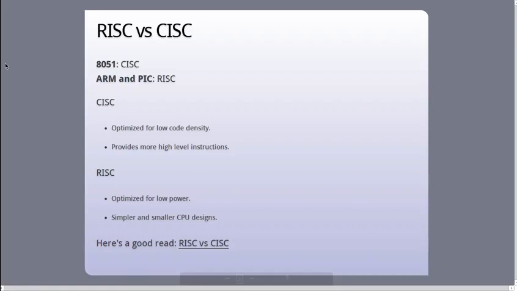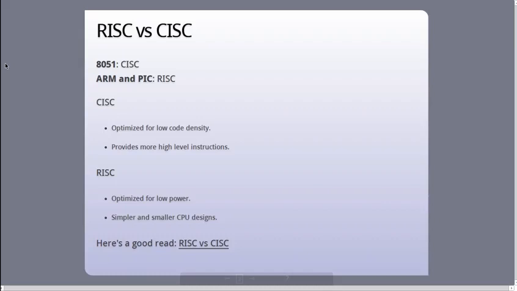CISC architecture processors are optimized for low code density, and hence the instruction set architecture that these processors provide has instructions for very high level operations. And this makes the design of these processors complex. They tend to occupy more space and consume more power.